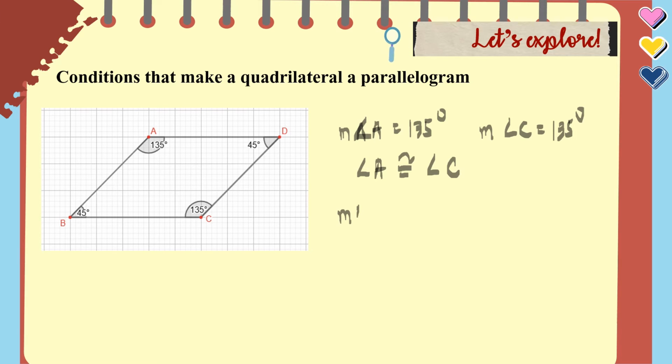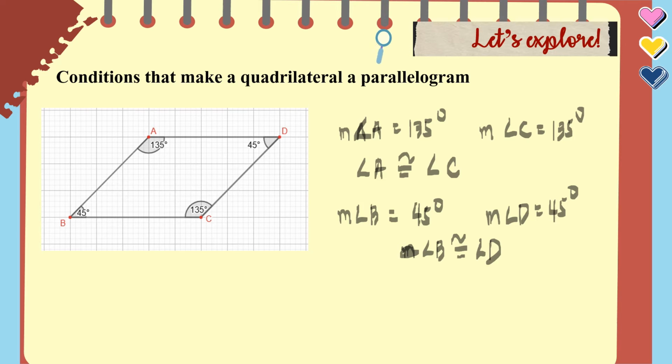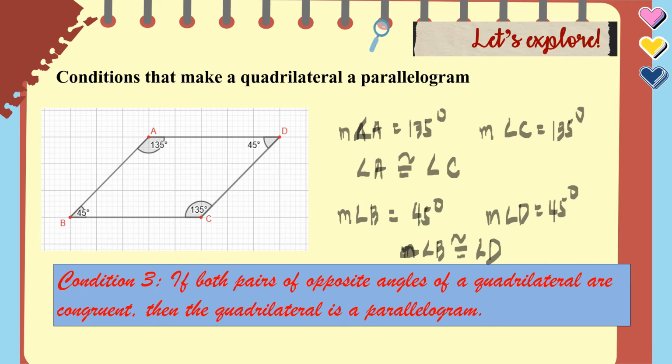The measure of angle B is 45 degrees and the measure of angle D is 45 degrees. So we can say that angle B is congruent to angle D. Condition 3 states that if both pairs of opposite angles of a quadrilateral are congruent, then the quadrilateral is a parallelogram. So therefore, quadrilateral ABCD, based on its angles, is a parallelogram.